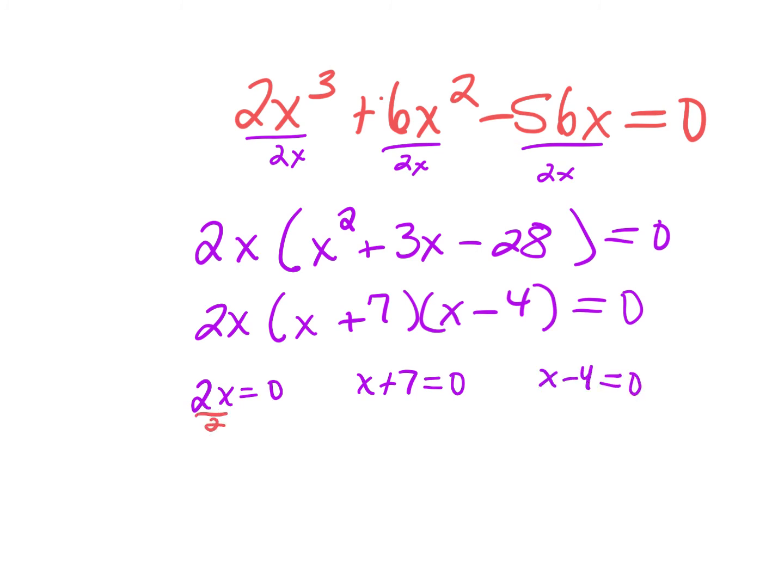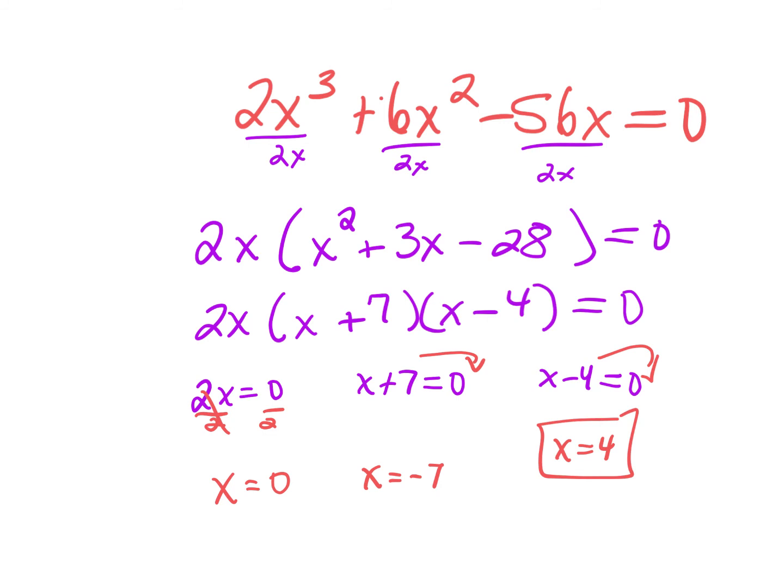So divide both sides by 2 here, and x equals 0. Is that an okay answer? Yes. Sure. Move the 7 over, and x equals negative 7. Good. Move the 4 over, and x equals positive 4. Good. Very good.